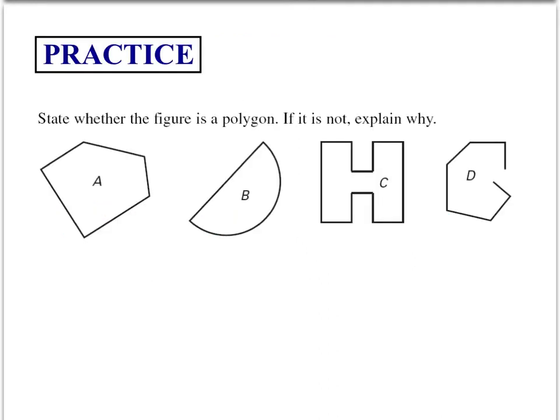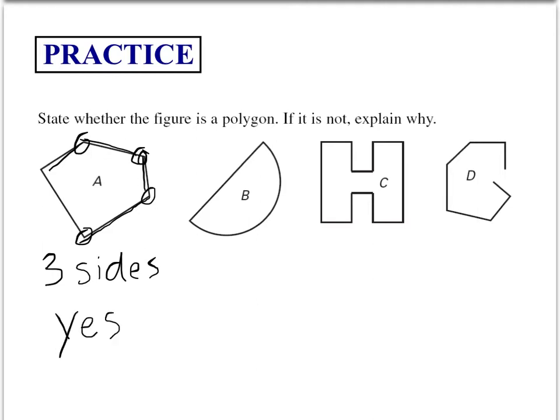So let's figure out which of these figures are polygons. So figure A is a polygon because it has three or more sides, and each side intersects two other sides. So this side here intersects the side here, and if you go around to every side, you'll see that each side is intersecting with two other sides. Okay, so this is a polygon.